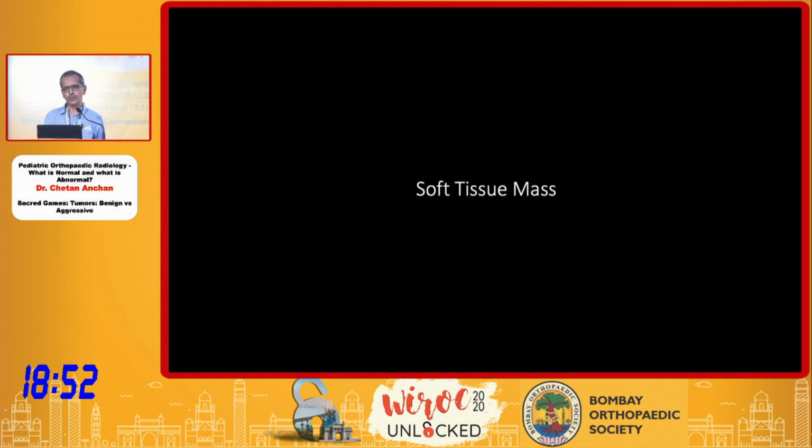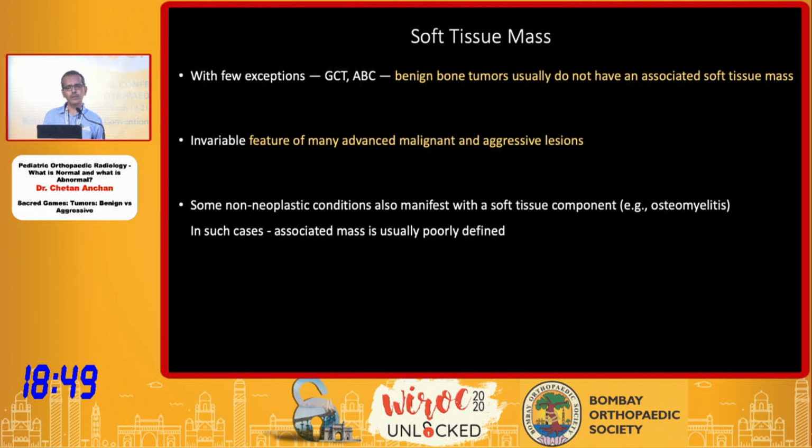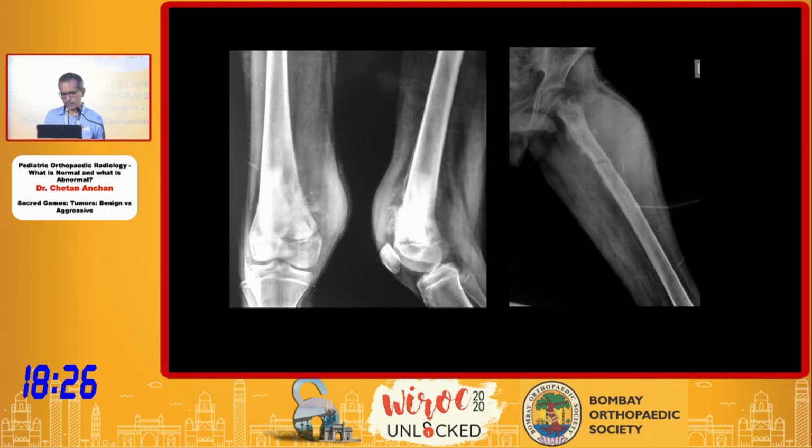Then you look at the soft tissue mass. With very few exceptions like giant cell tumor and aneurysmal bone cysts, benign bone tumors usually do not have an associated soft tissue mass. So if you see a soft tissue mass, you should be very careful. These are features of many advanced malignant and aggressive lesions. You should also remember that some non-neoplastic conditions may also have a soft tissue component, especially osteomyelitis. So these are the X-rays of distal femur osteosarcoma and a proximal femur Ewing sarcoma where you see a large soft tissue swelling.